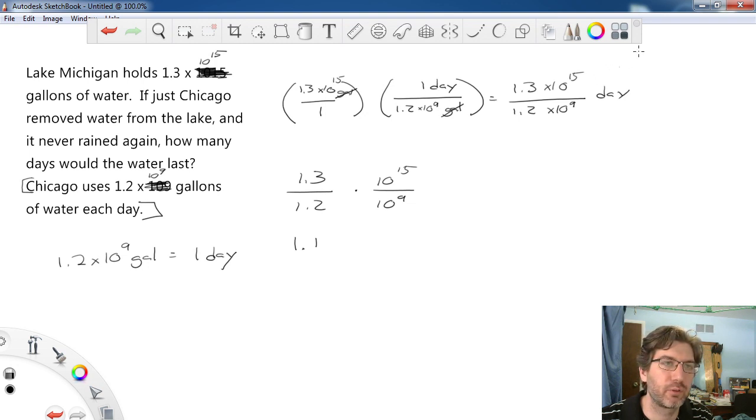Besides, you're going to want your exponent, your base, to be 10. Right? Because you can do the number part. You can do 1.3 divided by 1.2 easily. And then when you do your exponent stuff, you don't know your rule for exponent stuff, but you're just going to subtract. When you're dividing and the bases are the same, you just subtract your exponents. So 15 minus 9 is going to give me times 10 to the whatever 15 minus 9 is, 6. So in this case, your answer is actually going to be 1.1 times 10 to the 6 days.